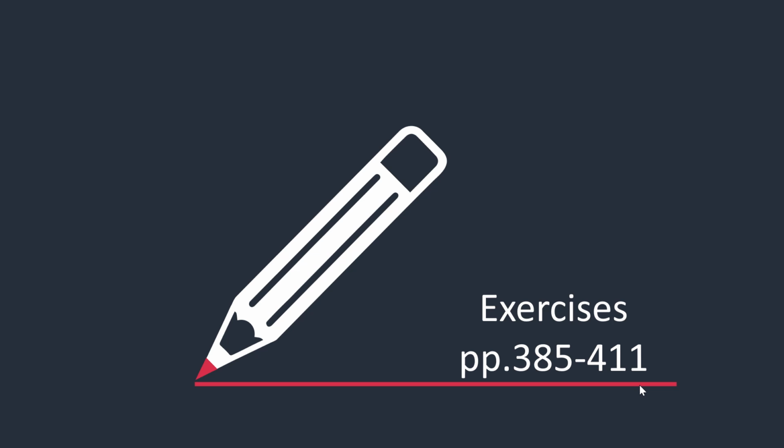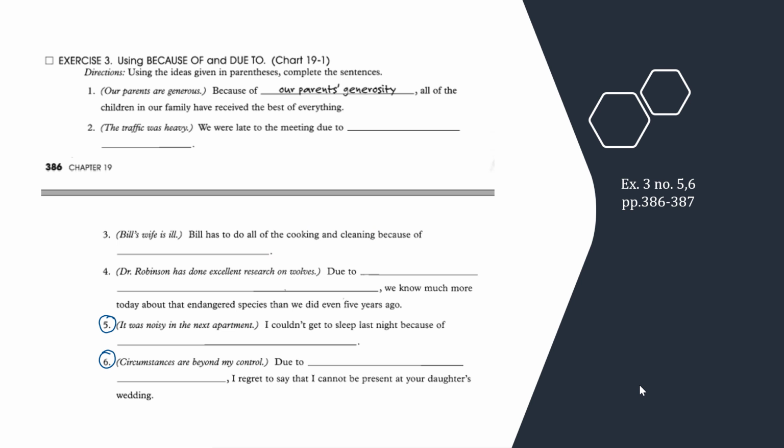Today I'm going to explain some difficult numbers of the exercises. Pages 385 up to 411 from Understanding and Using English Grammar, 3rd edition, written by Azar. Exercise 3 number 5 and 6, pages 386 up to 387. The material is about using because of and due to. The direction: using the ideas given in parentheses, complete the sentences.